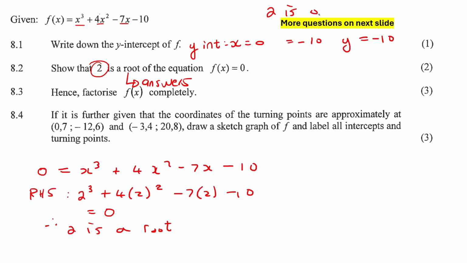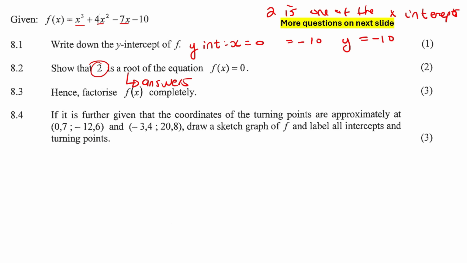2 is one of the x values, because 2 is one of the answers when this equation is equal to 0. And when you make an equation equal to 0, that's when you're finding your x-intercepts. Now they're saying "hence factorize." So what are they actually doing here? We've gone over this before.